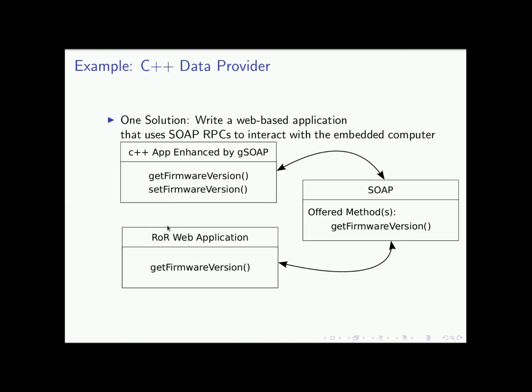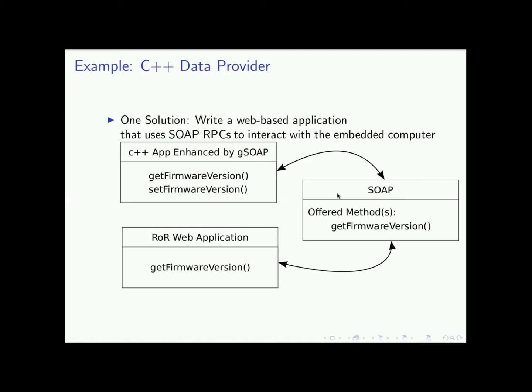So this is a high-level overview of how we're going to do this. These are the functions that I have in my legacy application. Super simple. And this is the function that I want to make available via SOAP. I don't want to make set firmware version available via the GUI. I don't think that would be very desirable. So I only want get firmware version to be available.